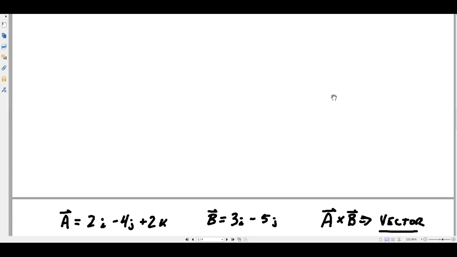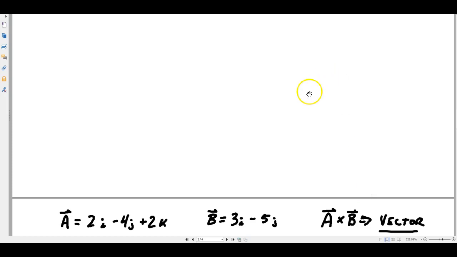What I have here is an example just to go over cross products. You'll see at the bottom of the screen I have a vector A, which consists of 2i minus 4j plus 2k, and another vector B, which is 3i minus 5j. And I want to do a cross product A cross B. Remember that when you do a cross product, both things have to be vectors, and the result of a cross product is another vector.